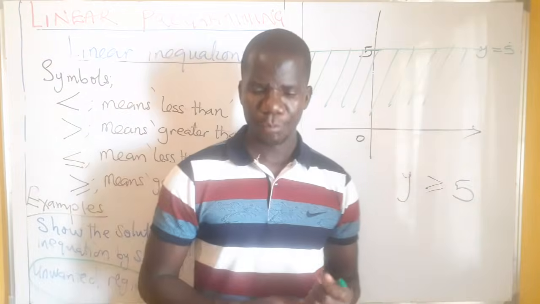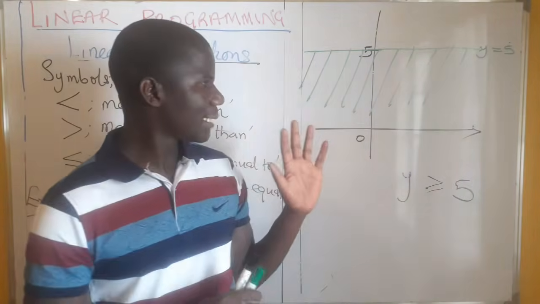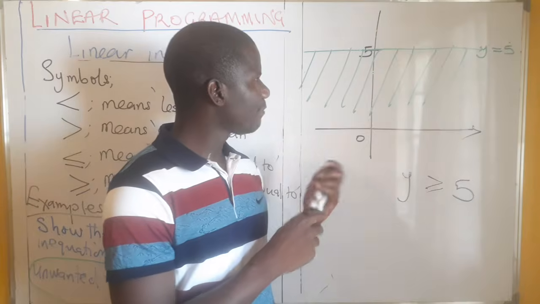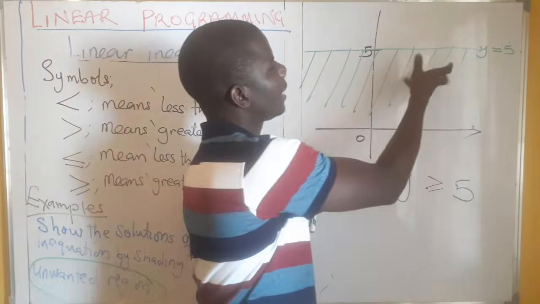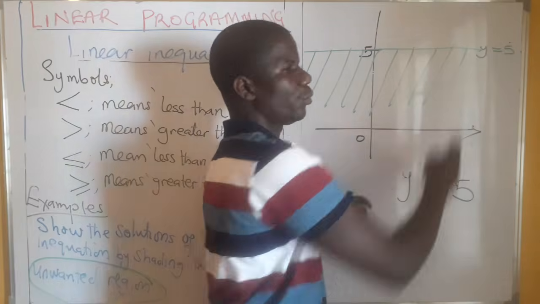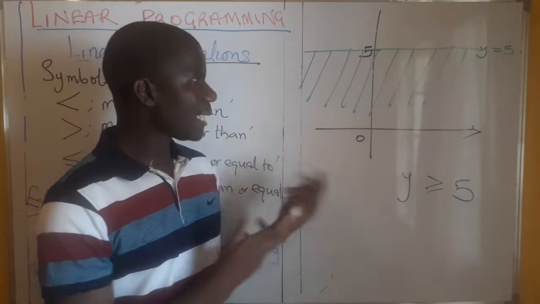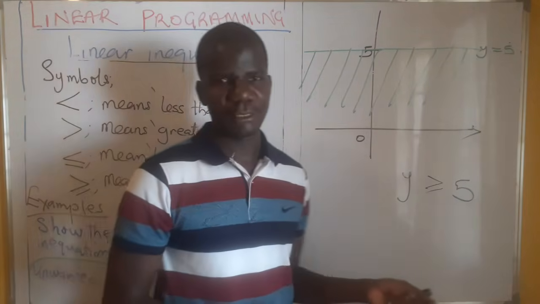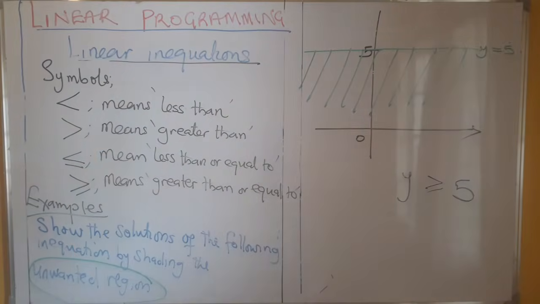So let me give you other examples that are slightly different, where we already have shaded a region like this one, and the equation is drawn. Then you have to write the inequality. So let me give you those examples.